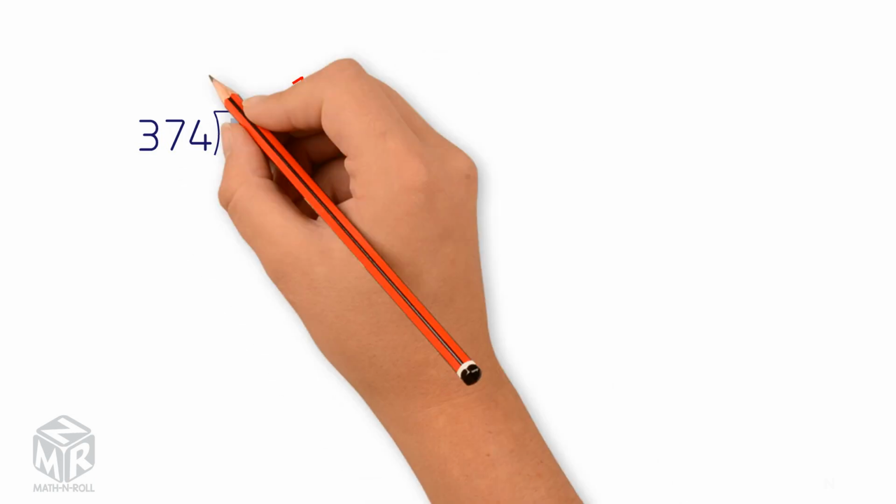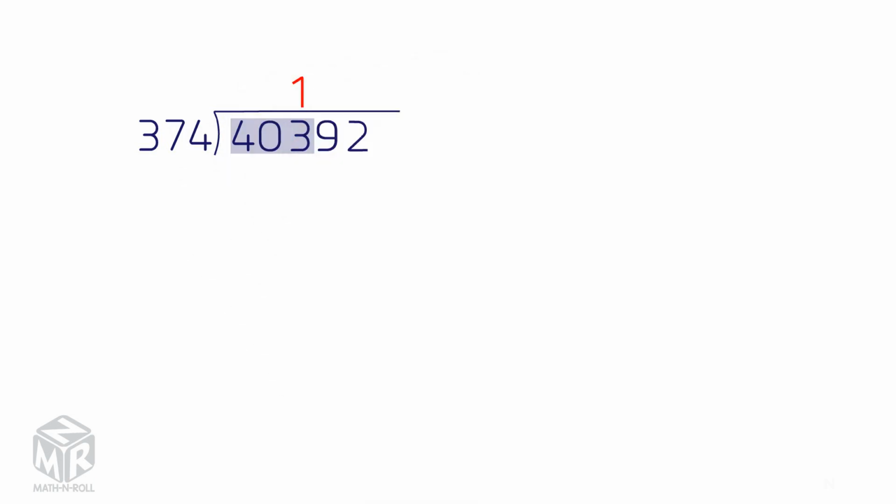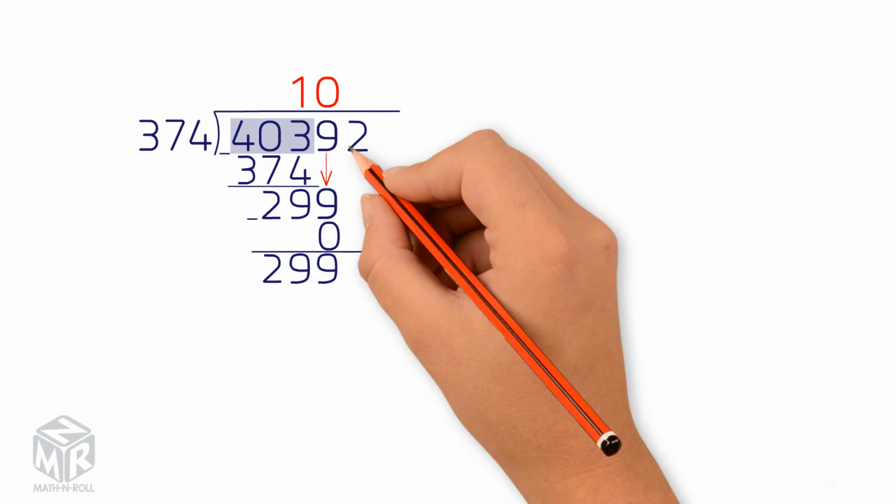We multiply 374 by 1, and we write the product directly underneath 403. Now we subtract, and we get 29. Next, we bring down the 9. 374 goes into 299 0 times. We write the 0 above the 9 to act as a placeholder. Now we multiply 374 by 0. We get 0. Then we subtract 299 minus 0. We get 299 again. This time, we bring down the 2.